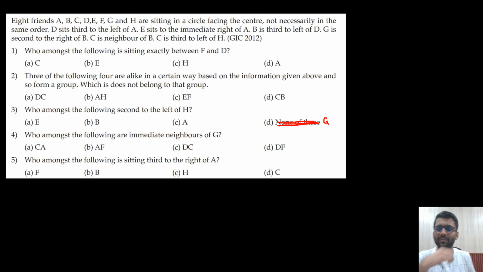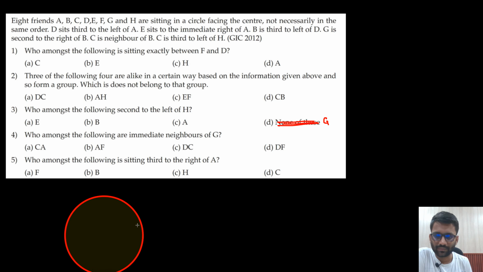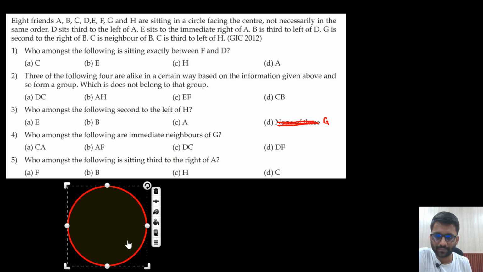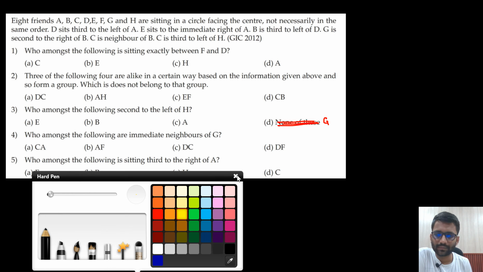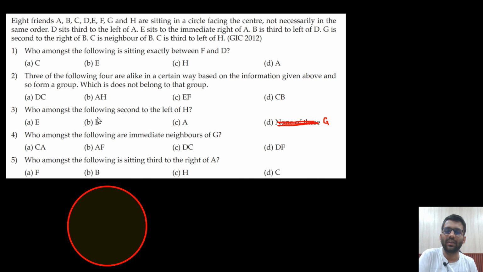Let's see the next problem. So this is a good one. 8 friends A, B, C, D are sitting around a circle facing the center, not necessarily in the same order. Okay, 8 friends are there. So let's see the first one. D sits third left to A. 1, 2, 3, 4, 5, 6, 7, 8.